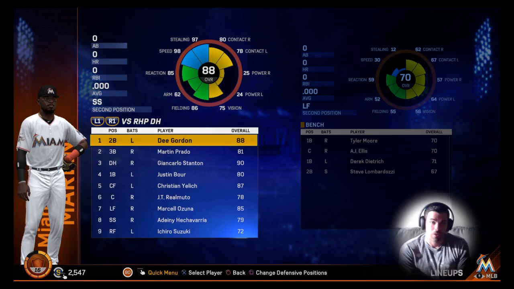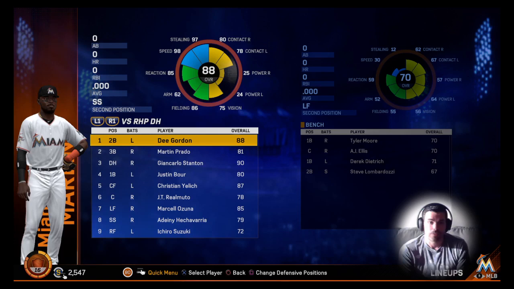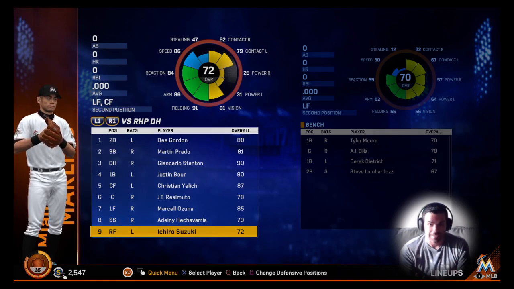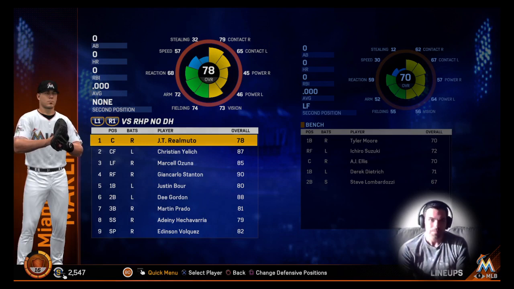Anyway, so I'm taking my Marlins, and what I've done is I have set up a sort of traditional lineup here with the DH lineup. I'm going to be looking at just the right side of the plate right now, right-handed pitching. As we are facing right-handed pitching, here's what a traditional lineup would be. So you can ignore the nine spot. I just put Ichiro there. So just pretend that's the pitcher, right? And then we have more of a sabermetric lineup here with the no DH lineup.